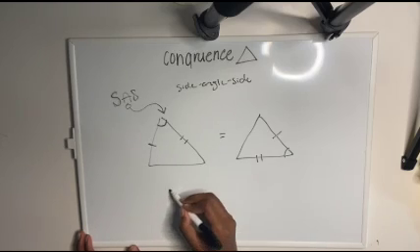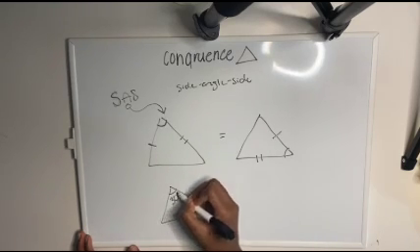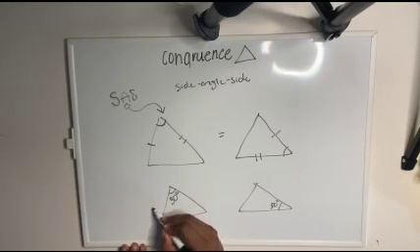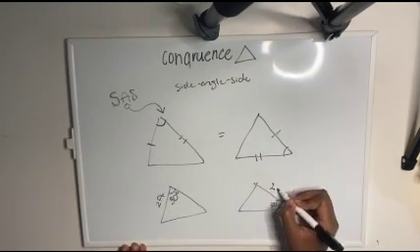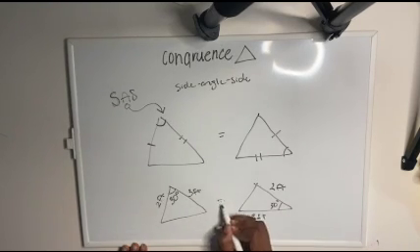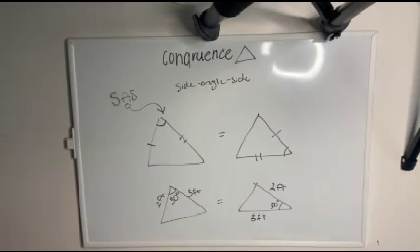So this is one example where you have one angle being 30 degrees in 2 triangles, and the sides that are on both sides of that angle are the same length. So this shows that the 2 triangles are congruent.